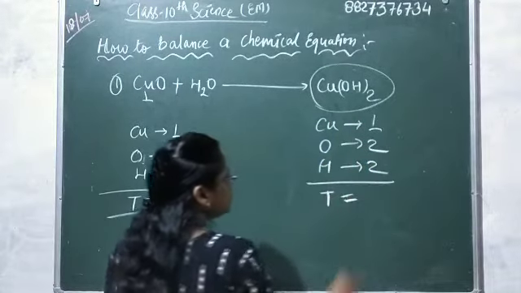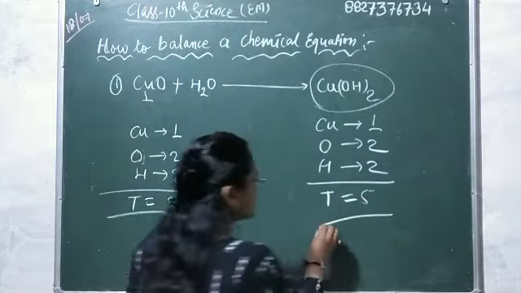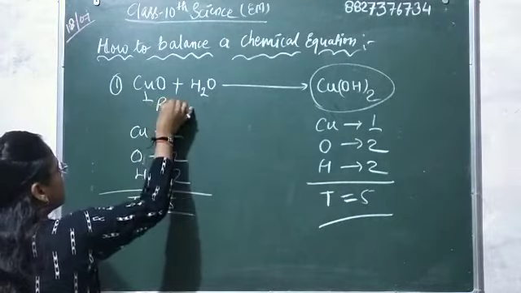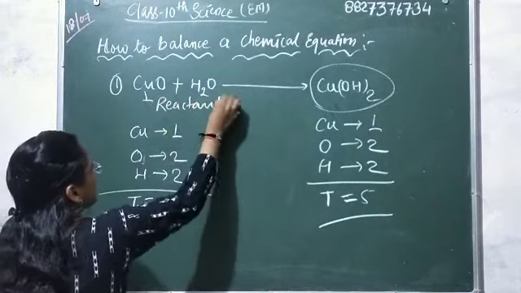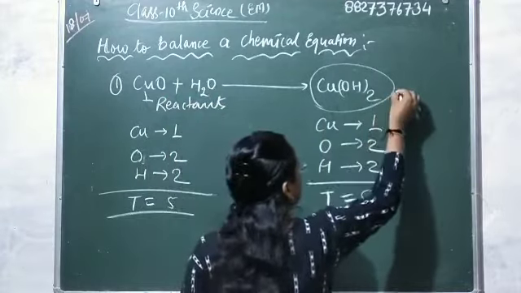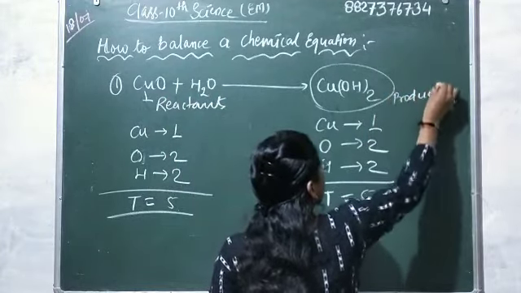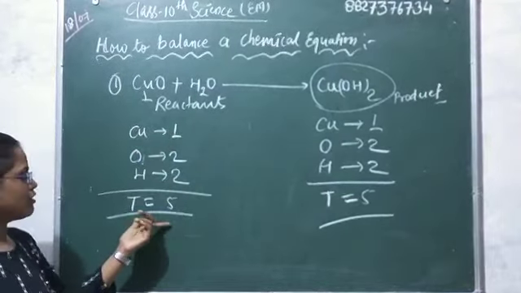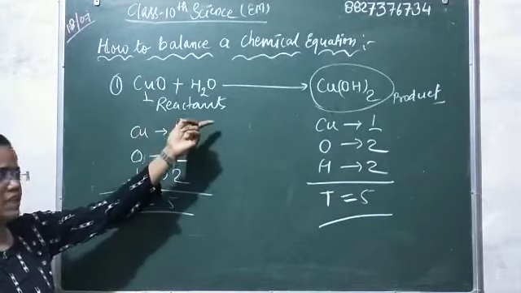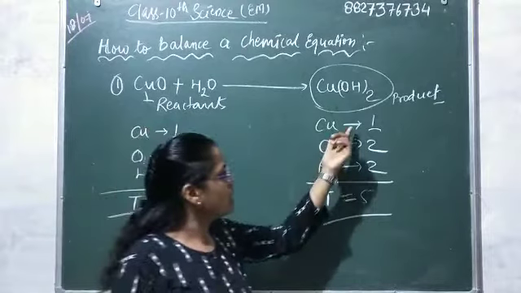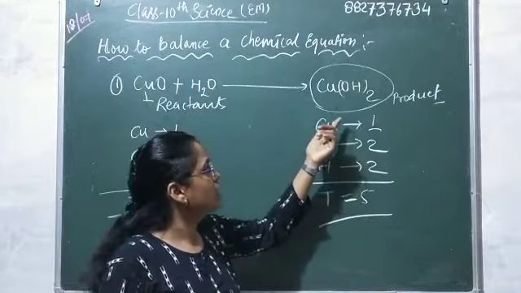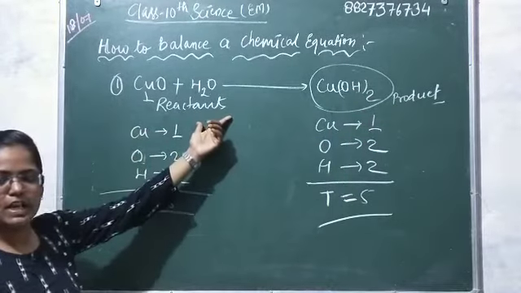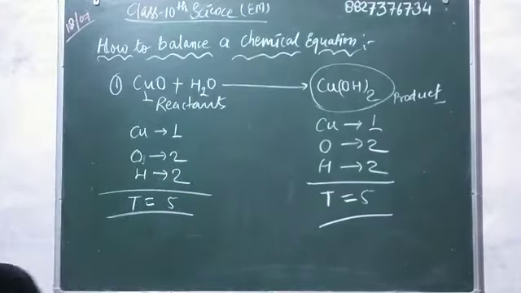So total 5. So now here you can see that the reactants are equal to the formed product, right? The number of atoms or molecules present in reactants is equal to the number of elements, molecules or atoms in the product. So this is called a balanced chemical equation.